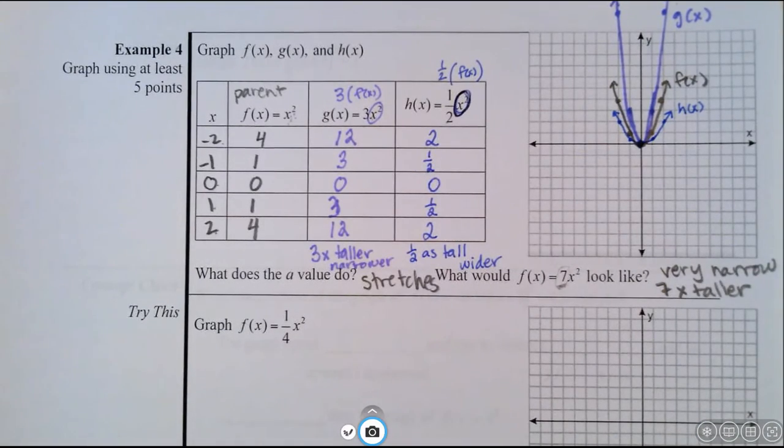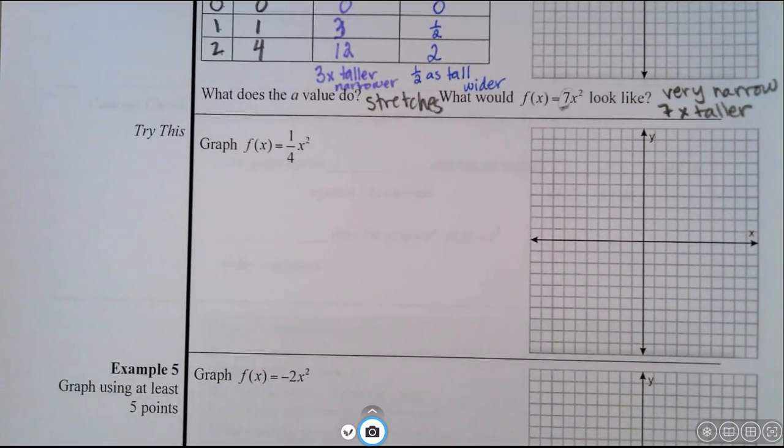So what I'd like you to do is the try this, and keep in mind you get to choose your x values. This is one where you might want to choose your x values a little more carefully than just -2, -1, 0, 1, 2. Otherwise, you might end up graphing some very small fractions. Then I'd like you to describe in words on Edpuzzle what the transformation is. What happened to this graph compared to the parent function?